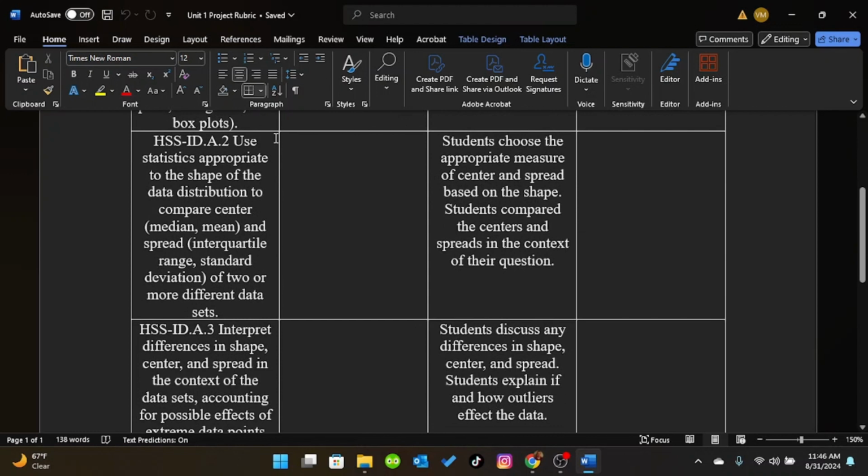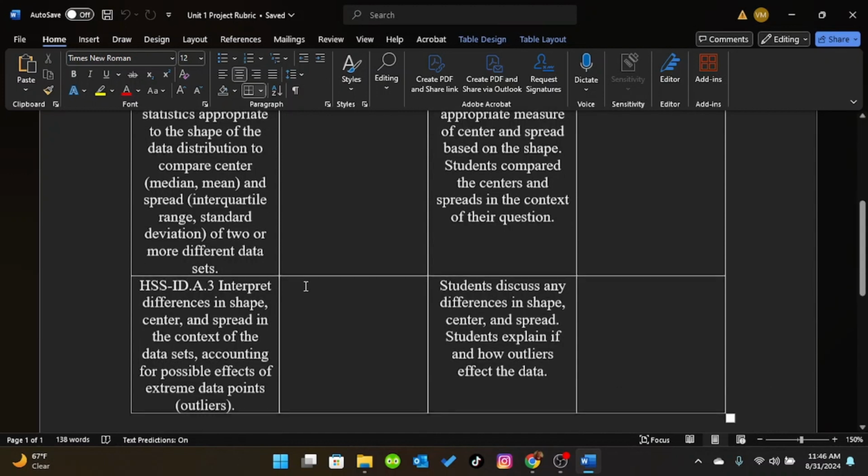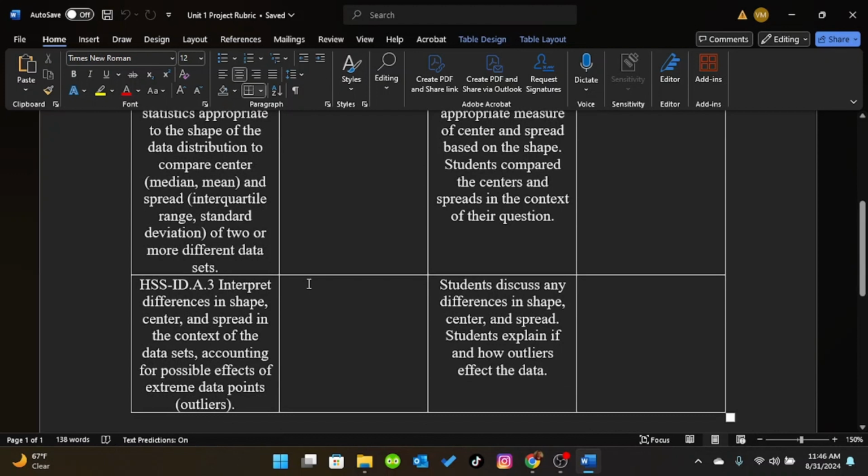Number 2, use statistics appropriate to the shape of the data distribution to compare center and spread of 2 or more different data sets. And finally, interpret differences in shape, center, and spread in the context of the data sets, accounting for possible effects of extreme data points.